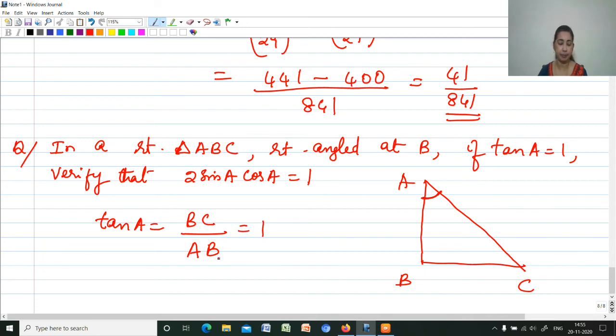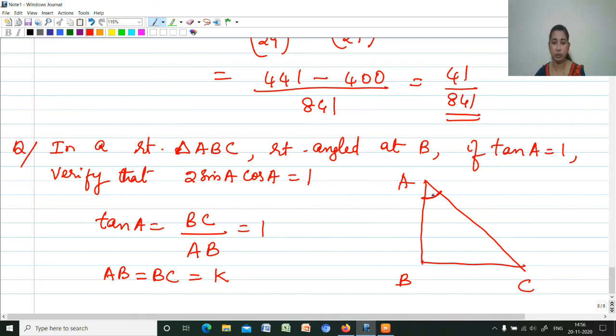That means BC by AB is equal to 1, or we can write AB will be equal to BC, a same number, that's why we are getting the answer as 1. So let it be a positive number k. So AB let it be k and BC also let it be k.